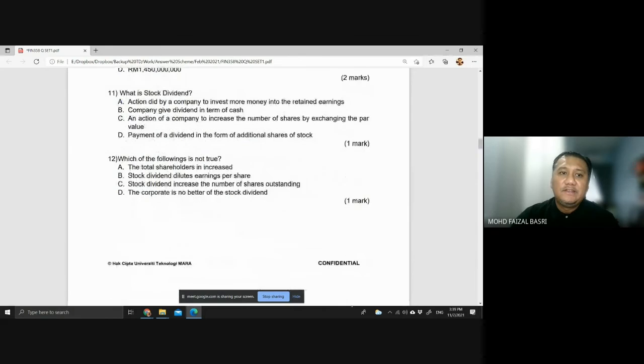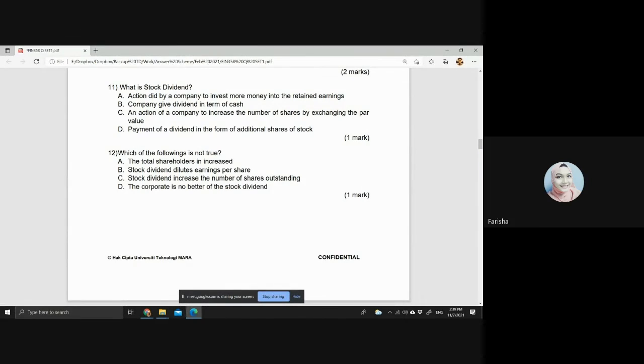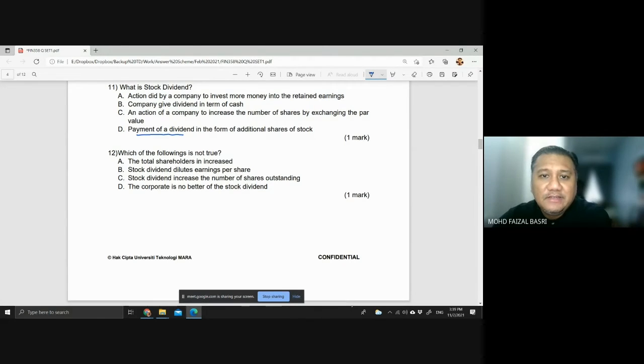Okay, ni baru buat ni. Question number 11 tahu tak? What is stock dividend? Payment of dividend additional share of stock, D. So payment of dividend sebab dibayar in the form of additional stocks. So this is the answer D.